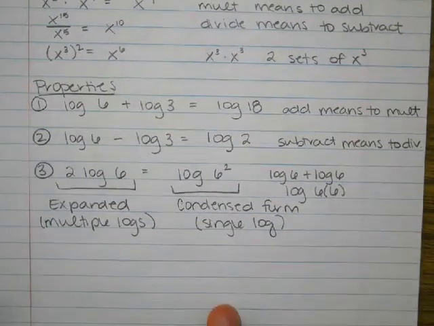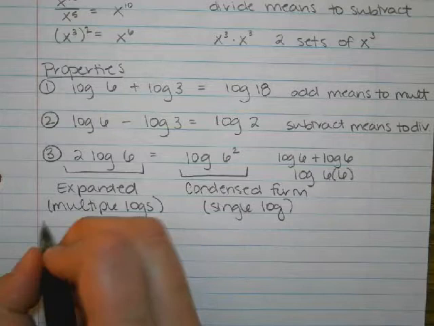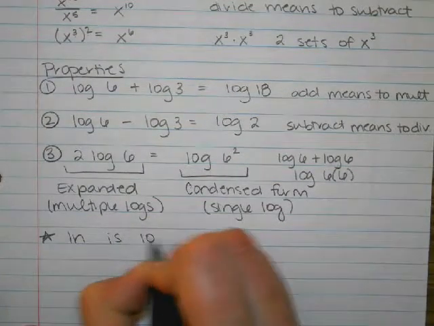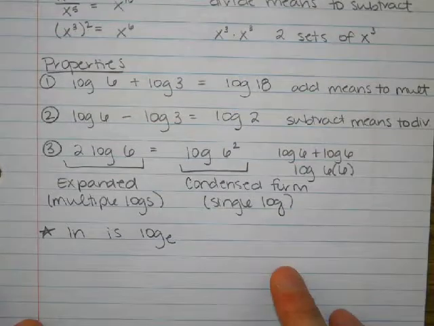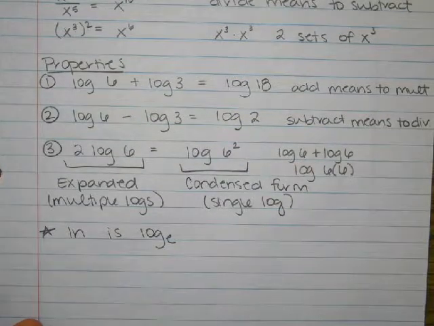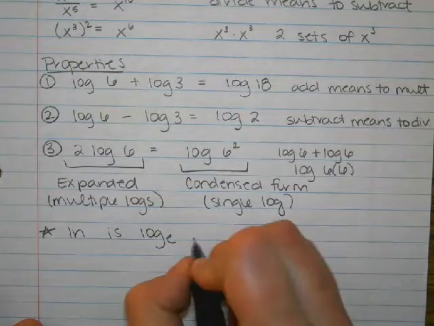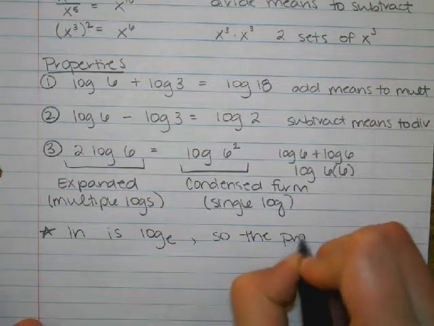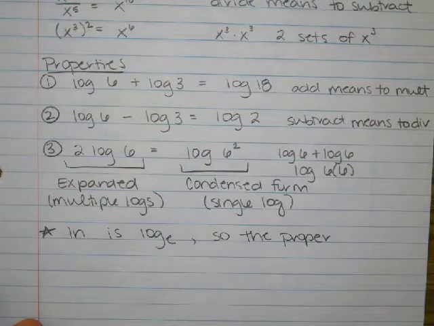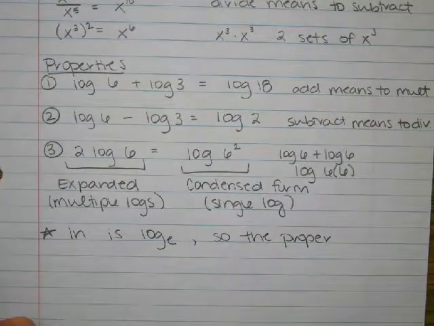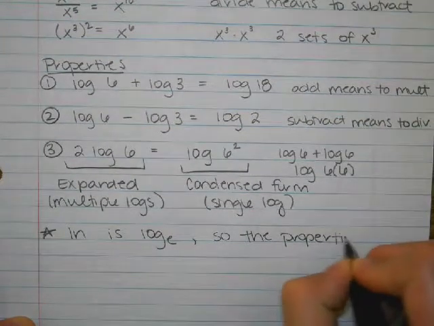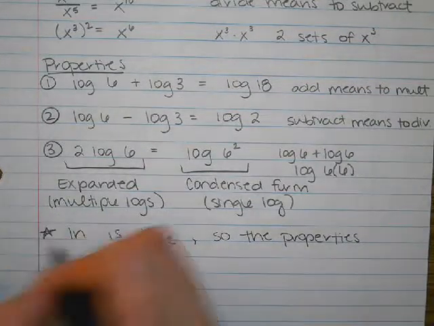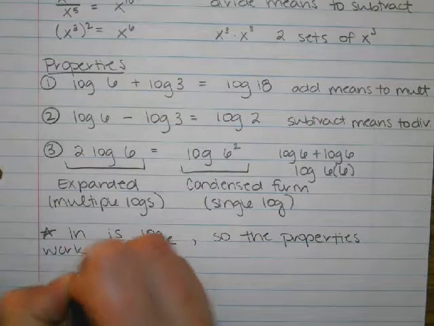All right. Now we're going to write a note to ourselves. ln is log base e, right? That's something that we learned before, that ln was log base e. So the properties work for ln as well.